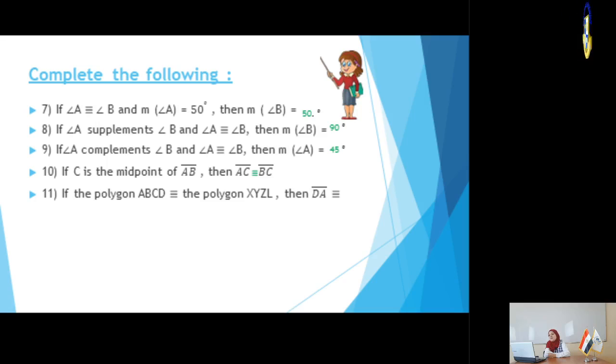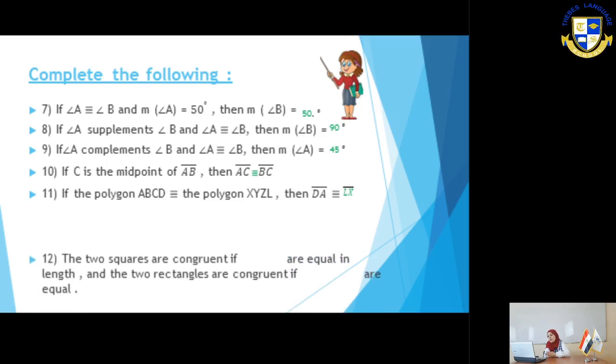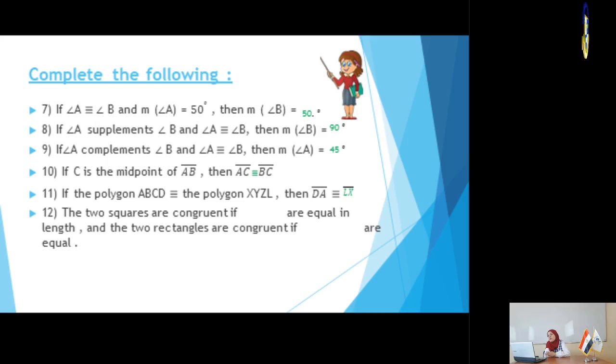Number 11. If the polygon ABCD is congruent to the polygon XYZL, then DA is corresponding to what? To LX. We must know the order of the vertices. Number 12. Two squares are congruent if, since all squares have right angles, the other condition will be the length of their sides. So two squares are congruent if their sides are equal in length.